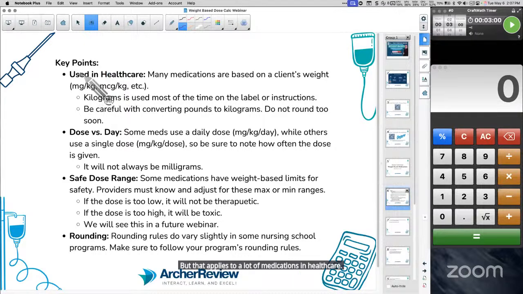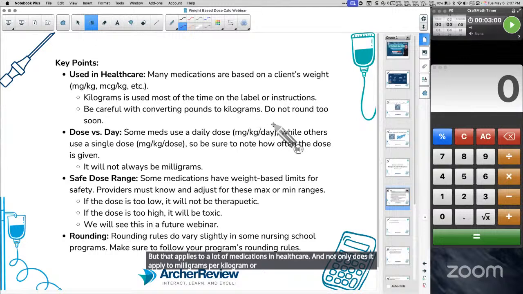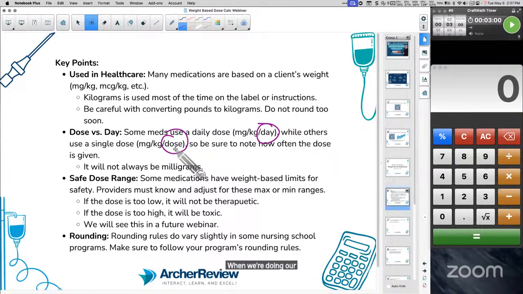And not only does it apply to milligrams per kilogram or micrograms per kilogram, but it also depends on how much per day or how much per dose. And we have to look out for those words when we're doing our dimensional analysis.